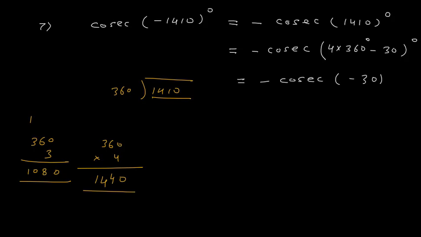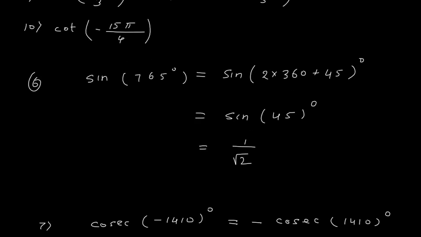Now again sin minus theta is minus sin theta. So here cosec minus theta is minus cosec theta, minus minus I will have plus, and I will get cosec 30 degree. Now sin 30 is 1 by 2, so cosec 30 will be 2. So 2 is your answer. Are you getting what I am doing?